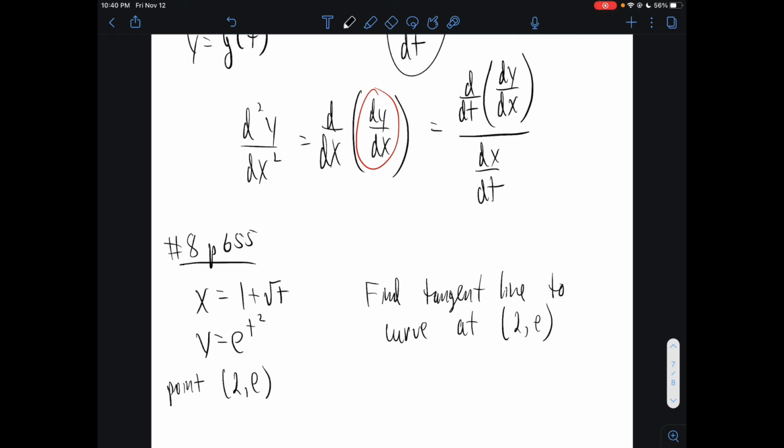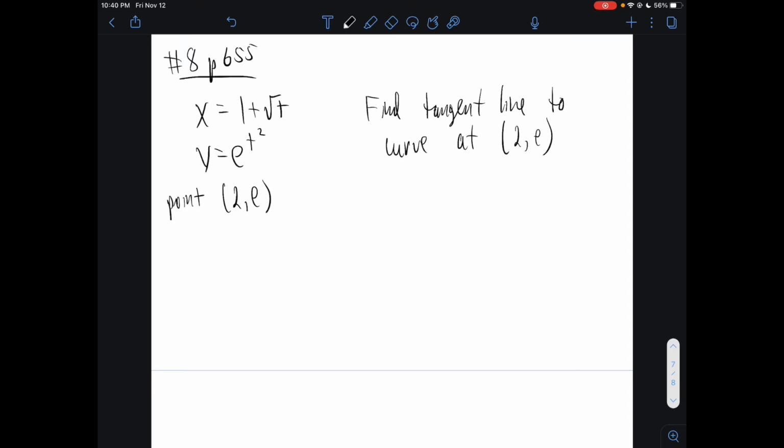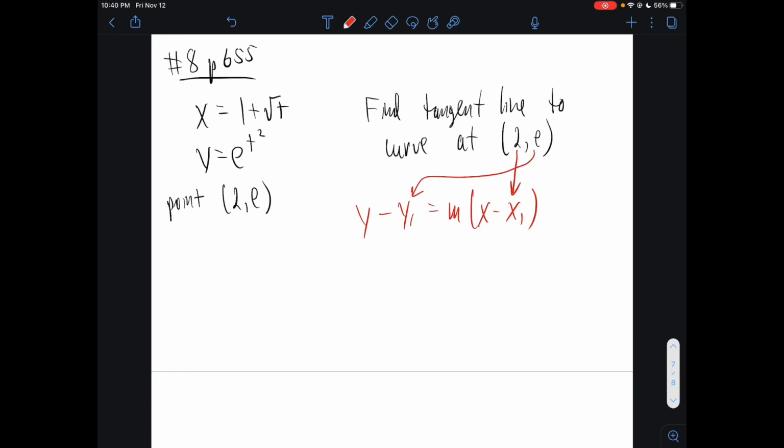So the first option is doing this without eliminating the parameter. So remember that the tangent line is going to be y minus y1 equal m times x minus x1. 2 is x1 and e is y1. m is the derivative at the point. So we need to find the derivative.